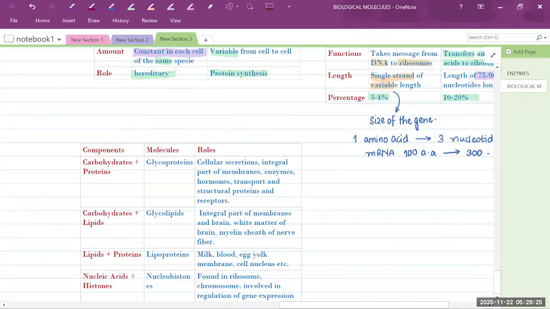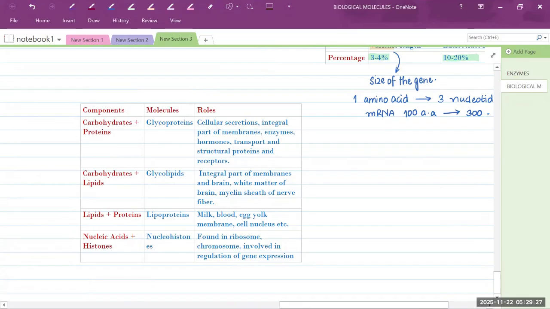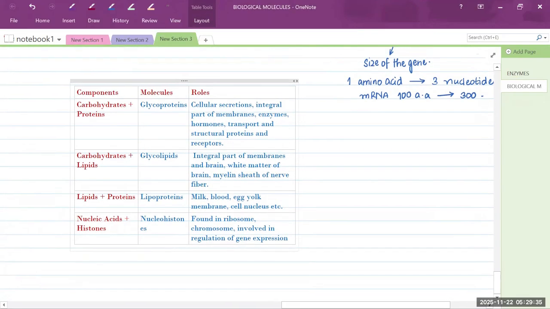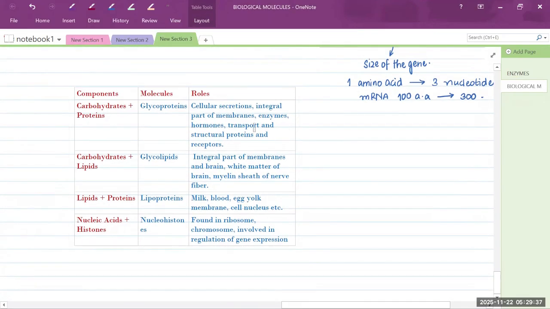in this cell. Okay. Moving on to our last topic, which is conjugated molecules. What are conjugated molecules? They are made up of different types of molecules combined together to form one molecule. So for example, if we have carbohydrates and proteins, they'll combine to form glycoproteins.